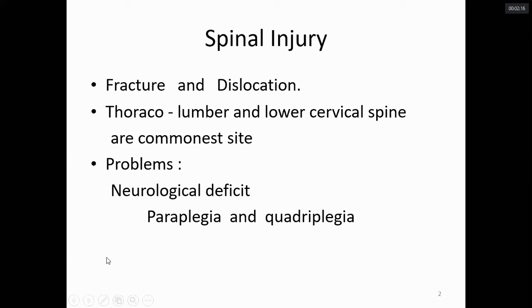When you deal with spinal injury, basically you have to deal with the neurological features, because once there is a spinal injury, most of the time the patient presents with a neurological deficit, either in the form of paraplegia or quadriplegia. Paraplegia means weakness or inability to move both lower limbs, and quadriplegia means there is loss of power in both upper limbs and lower limbs. That is quadriplegia.